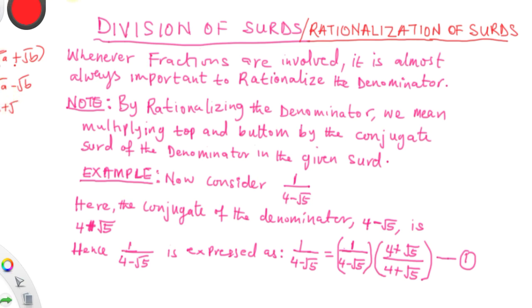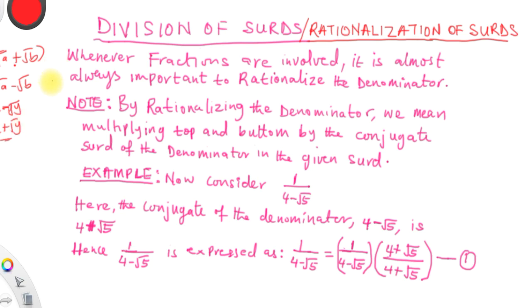The same way, if you are given, let's say, square root of x minus square root of y, as a surd, and you have to find the conjugate, then it's a matter of changing the sign from negative to positive. So the conjugate of this surd is given by square root of x plus square root of y. So that is what we learned in the previous video.